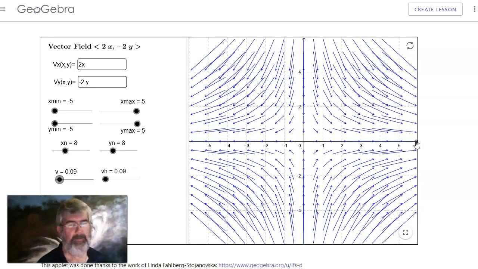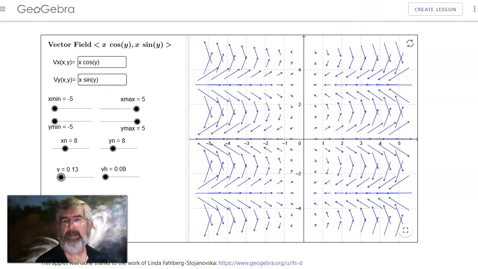Gradient field, which we've seen before, is a vector field. And one last one here.